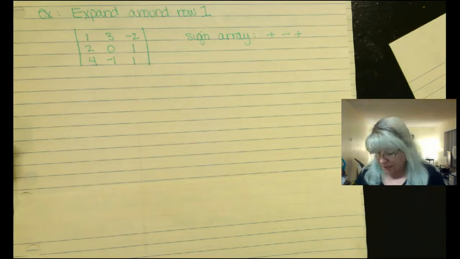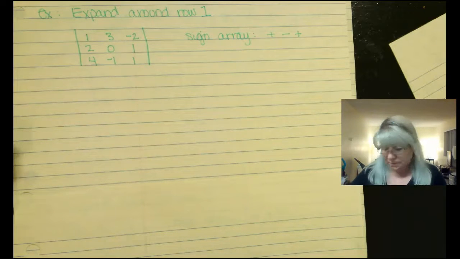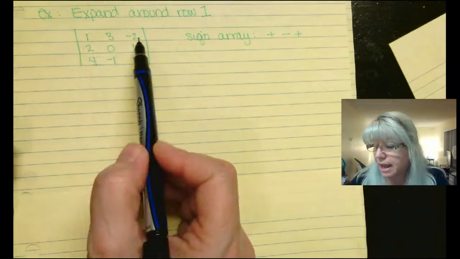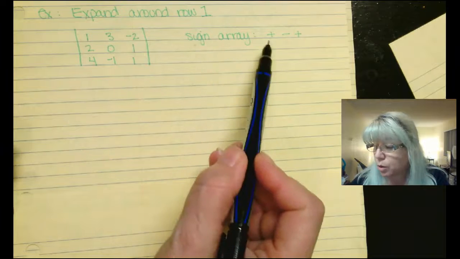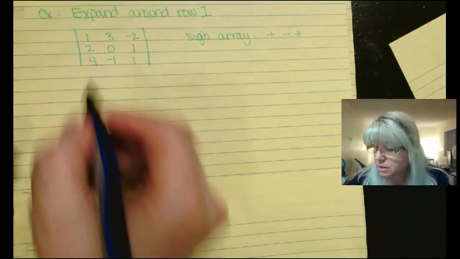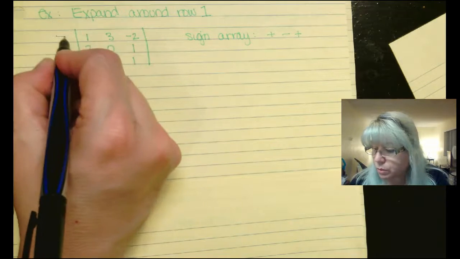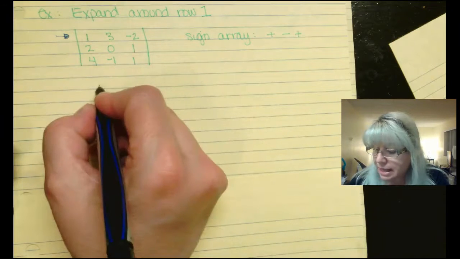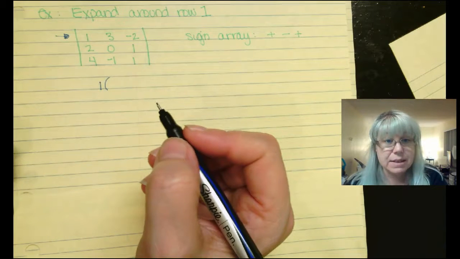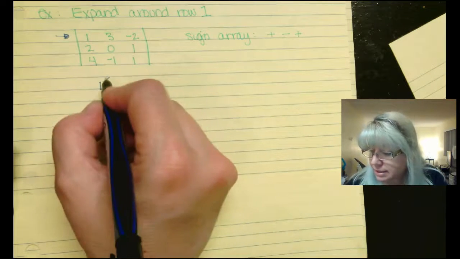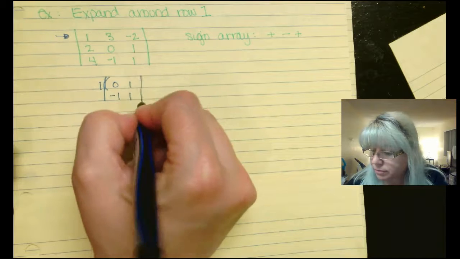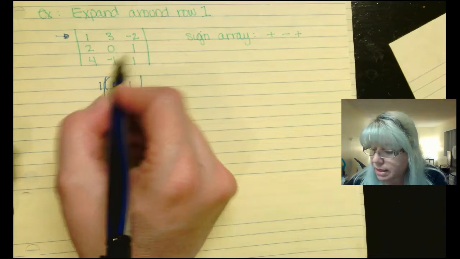Talking's fun and dandy, but let's actually apply, right? So we're going to expand around row 1, and using the sign array of row 1, plus, minus, plus, we're going to figure out the determinant. Element in the first row is what we're going to expand around. So we take the element, 1, and we multiply by the determinant of its minor. Its minor is 0, 1, negative 1, 1.